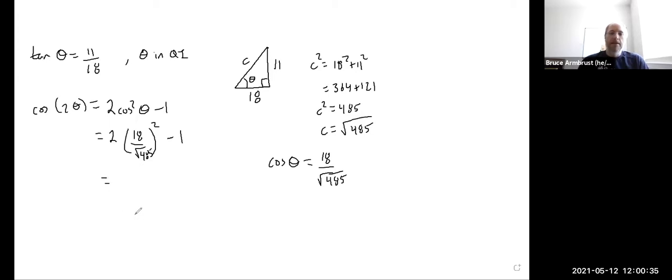All right, so now we do this. 18 squared, again, I think is 324. So when I double that, I get 648. The square root of 485 squared is 485. And then I'm going to subtract 1. So if I get a common denominator of 485, 648 minus 485, I believe is 163.